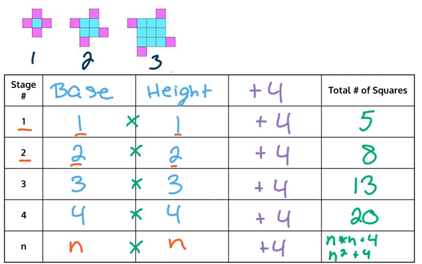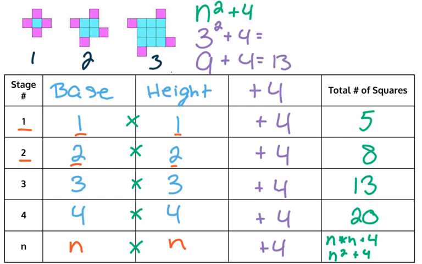Well, let's use that to test our theory. We can test this by using a stage that we're given to see if this equation or expression is true. So for example, if I use, let's say, stage 3, I'm plugging 3 in for my stage number, which is n. I'm going to square that and add 4. By looking at the picture, I should end up with 13. So let's try it. 3 squared is 9, and 9 plus 4 does give me 13. So it works. Let's try stage 4.